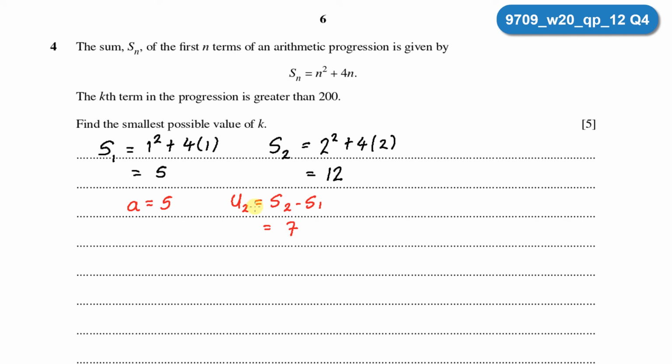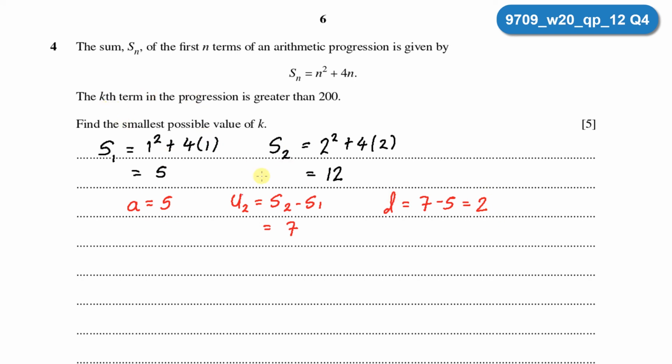So the second term will help me find the common difference, d, where I'm going to subtract the second term minus the first one. So that's 7 minus 5, and that's 2. So we now have the first term as 5 and the common difference as 2.